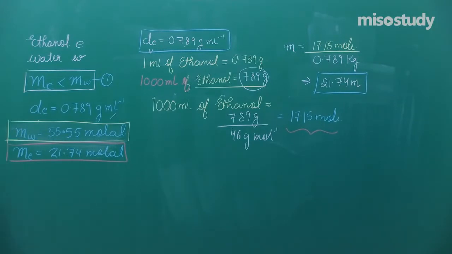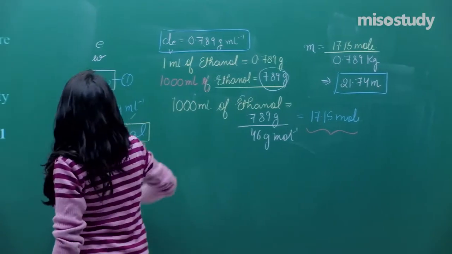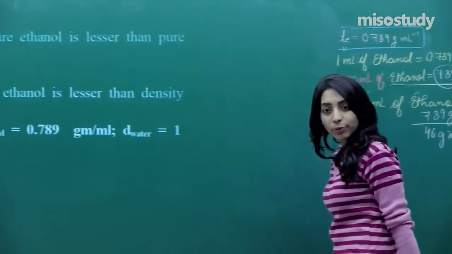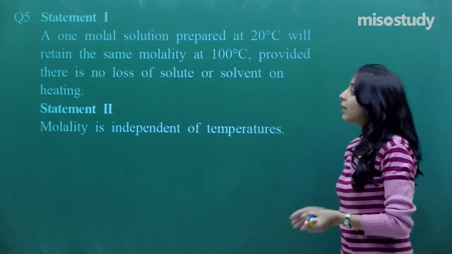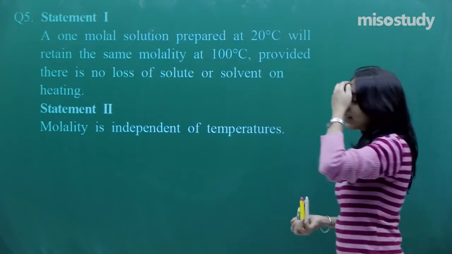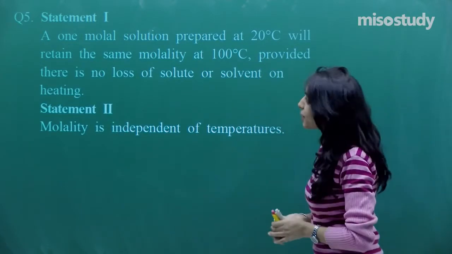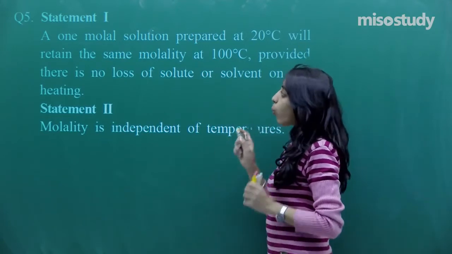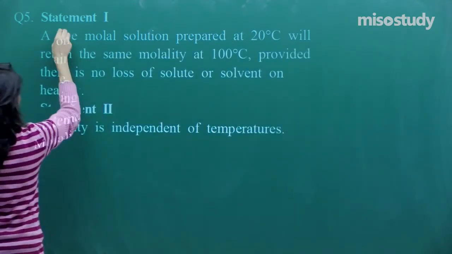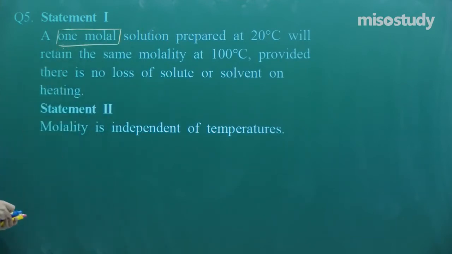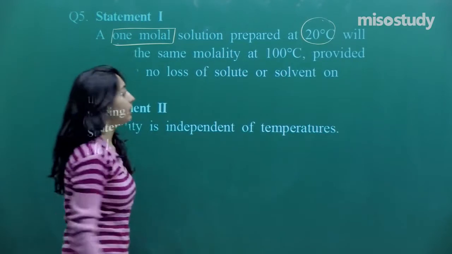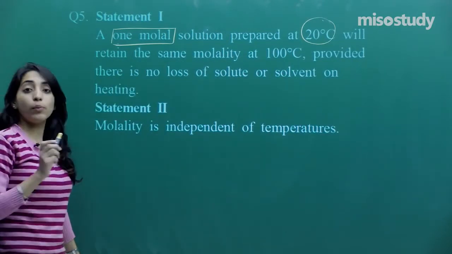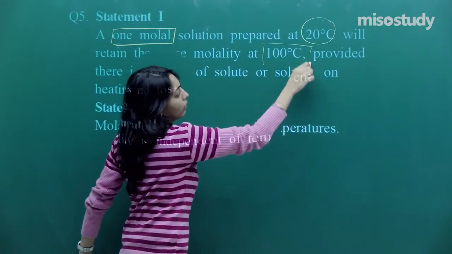Okay, cool guys. Having done with this particular question, I thought of taking another statement type question for you. Again we have two statements, statement 1 and statement 2. Statement 1 says that a 1 molar solution prepared at 20 degrees C, and you need to be very careful about the temperature mentioned, will retain the same molality at 100 degrees C.